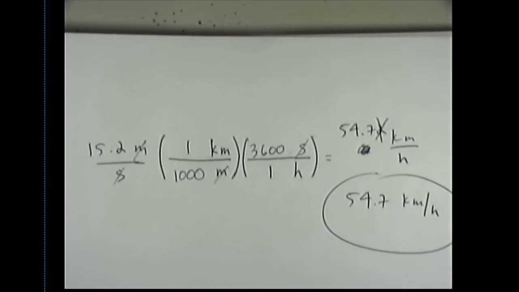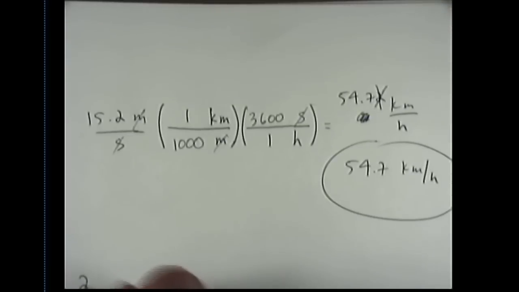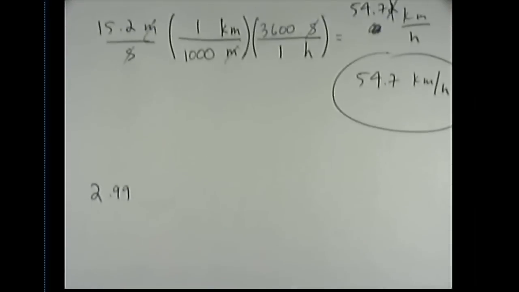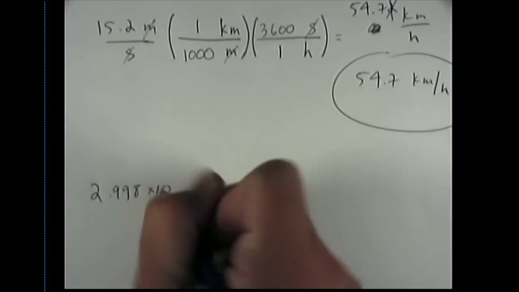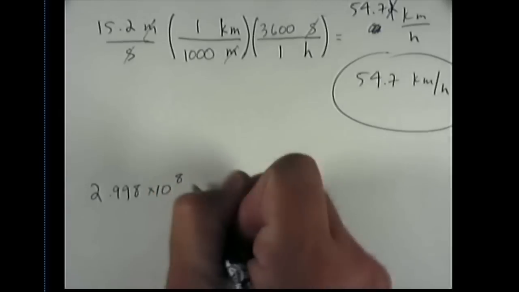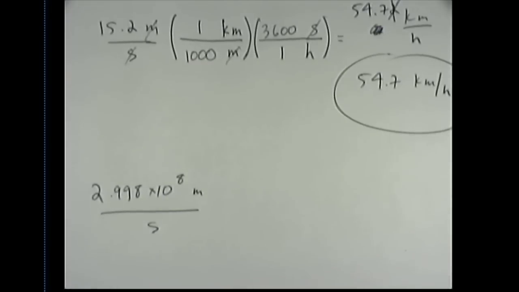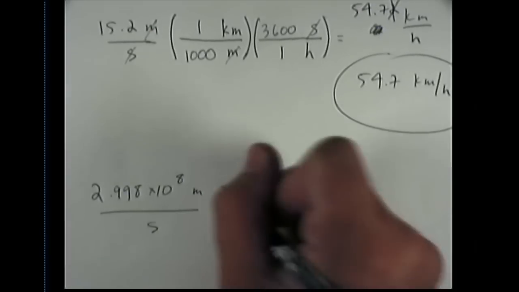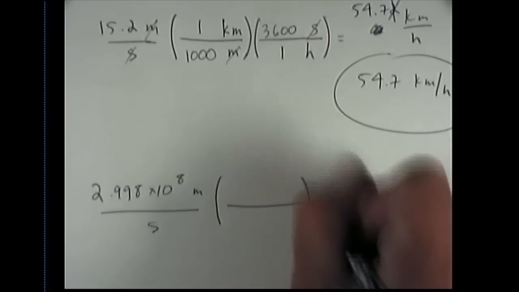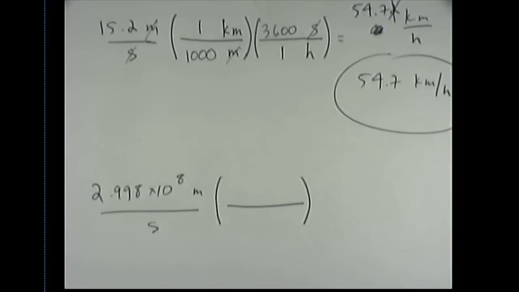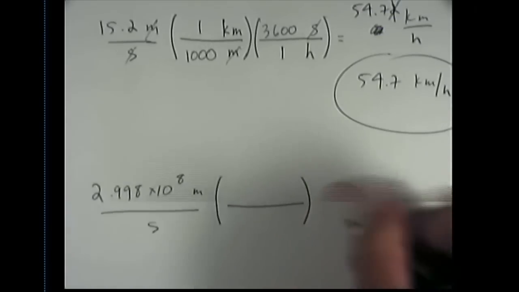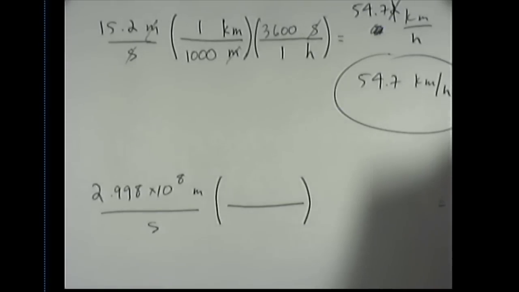Another question that we had written here was converting the speed of light, which is 2.998 times 10 to the 8th meters per second, into miles per hour, I believe. So once again, step 1 is write down your value. Step 2 is put a set of parentheses here. Step 3 is start writing out units. I want to eventually move towards miles per hour.